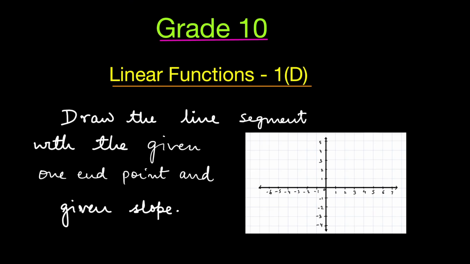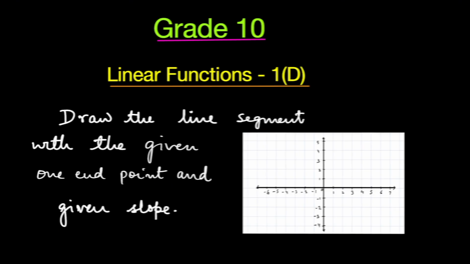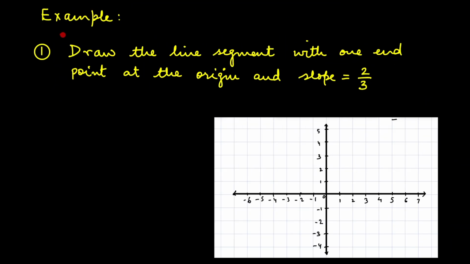So in this video we will learn how to draw the line segment with the given one endpoint and the given slope. Now example 1. So it's given: draw the line segment with one endpoint at the origin, and the slope is given as 2/3.